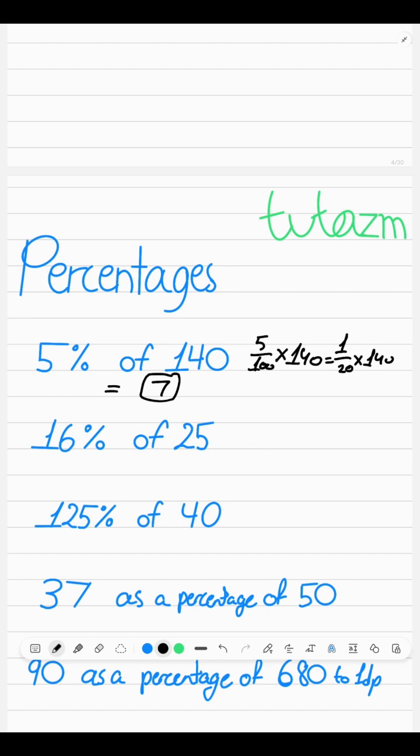In this example we've got 16% of 25, so we can do the same thing here, so it would be 16 over 100 times by 25. We can simplify that fraction to give us 8 over 50 times by 25, or 4 over 25 times by 25, which is simply just 4.